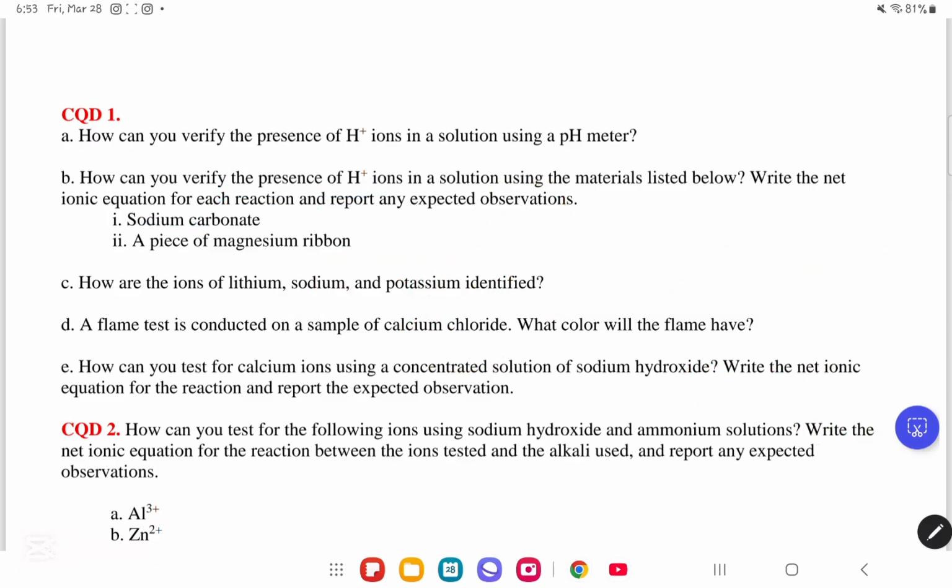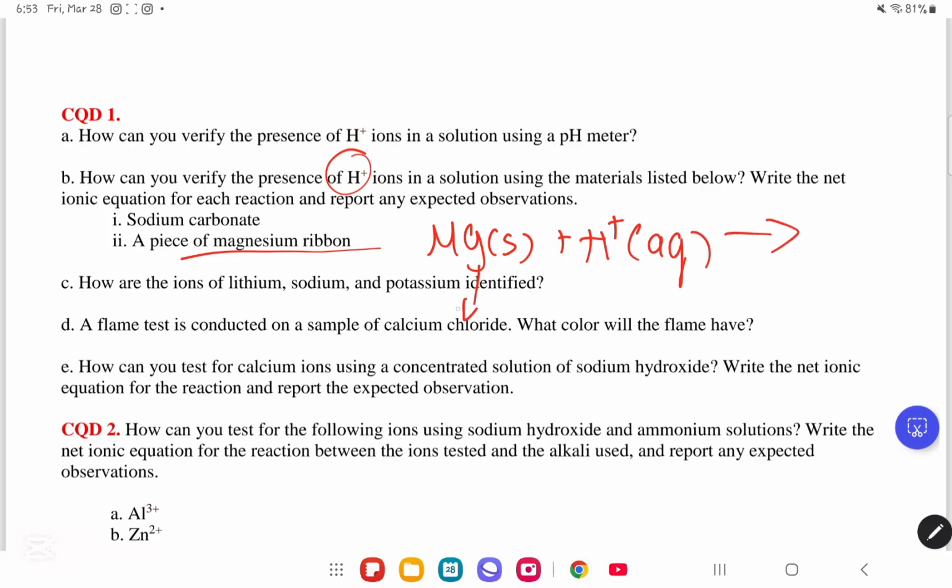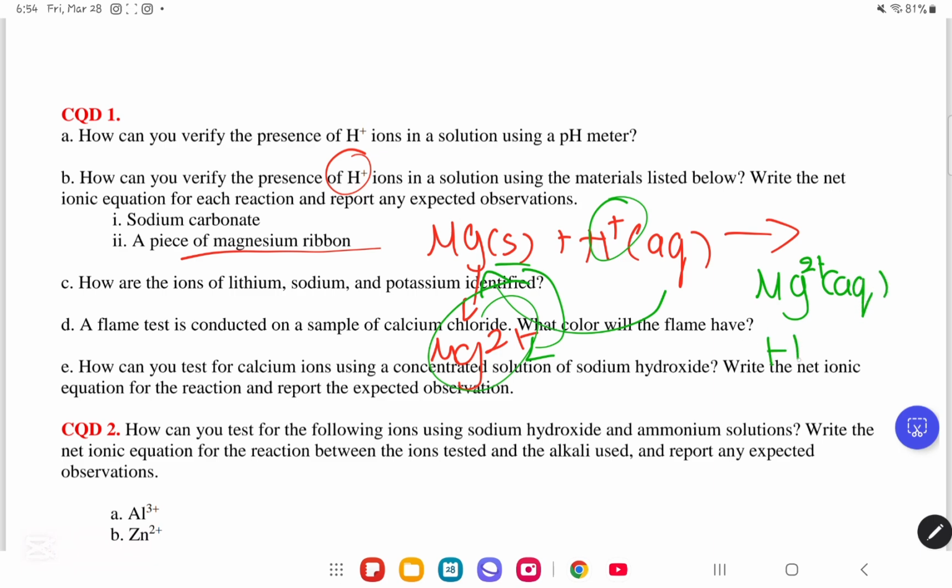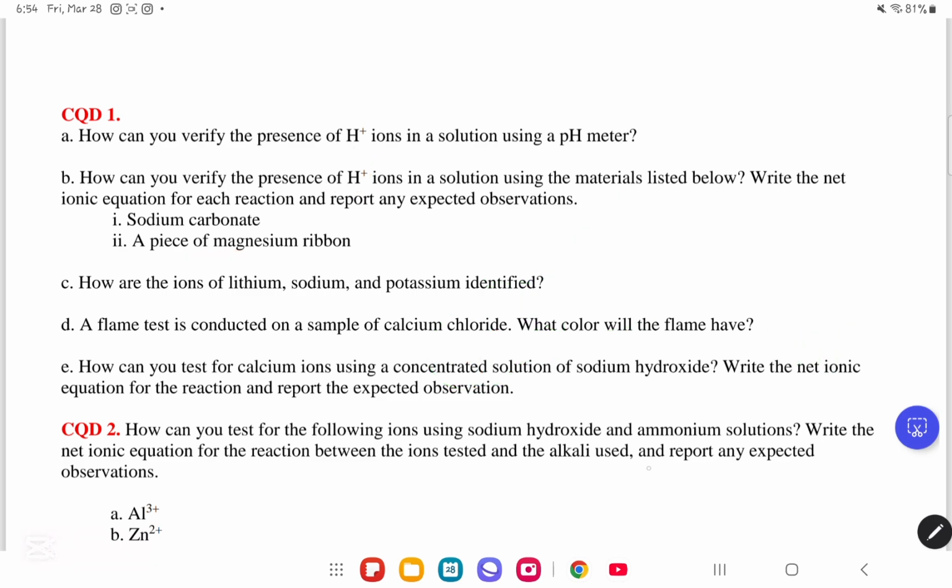Part 2, a piece of magnesium ribbon will react with H plus, so it's Mg solid will react with H plus, which is aqueous. Now what's going to happen here? If you take the ion of Mg, it's Mg2 plus. Because they are both positive, they are going to substitute each other. So the aqueous will become a solid, liquid, or gas, and the solid, liquid, or gas will become aqueous. So it will become Mg2 plus aqueous, plus H2 gas.